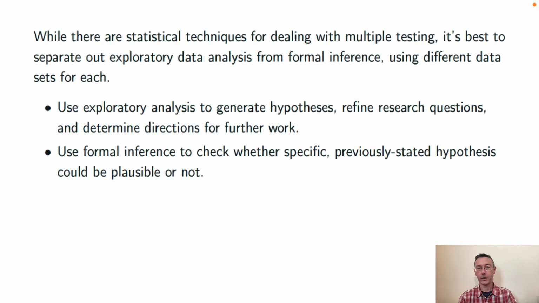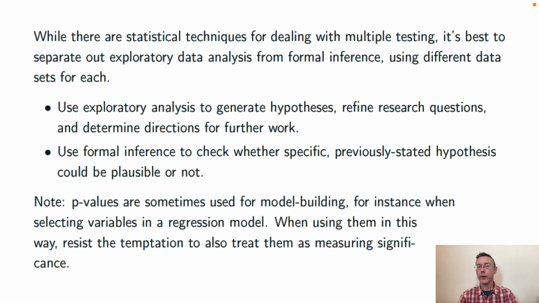One last note as I complete this video. There are plenty of applications where p-values are used for model building or other purposes. And the one that comes immediately to mind for me is when you're selecting variables in a regression model, using, for instance, backward stepwise selection. When you're using p-values in this way, you have kind of spent your p-value budget, and you should resist the temptation to also treat them as measuring significance. That's a sacrifice you make when you use p-values for that model building. Once again, you'll need new data if you want to actually do some inference.